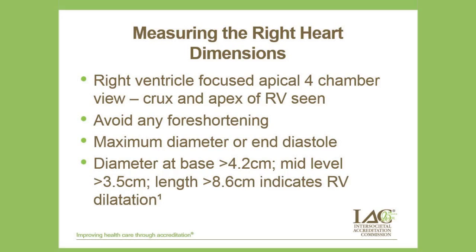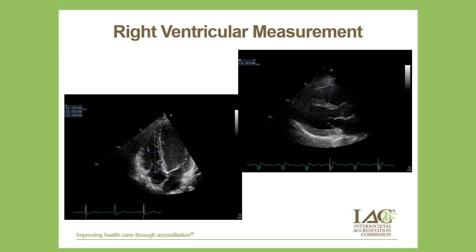Next slide I'm going to show is a case example, with the one on the left being the focused right ventricular view. You can see how we have measured at the base of the right ventricle, mid-ventricular, and then again with the length of the right ventricle. We would measure that from the tricuspid annulus down to the apex of the right ventricle, and we would do this at end diastole as well.